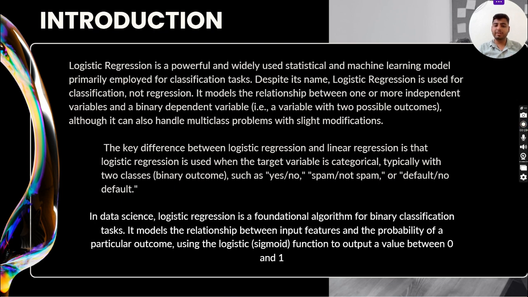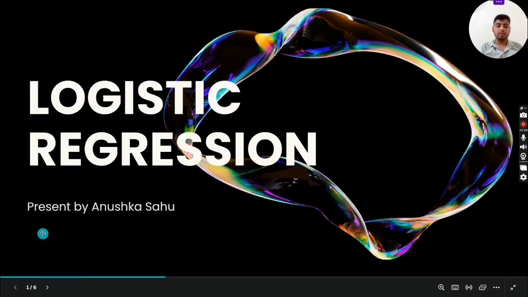The key difference between logistic regression and linear regression is that logistic regression is used when the target variable is categorical, typically with two classes, binary outcomes such as yes or no, spam or not spam, or default or not default. In data science, logistic regression is used for binary classification tasks. It models the relationship between input features and the probability of a particular outcome using the logistic sigmoid function to output a value between 0 and 1.